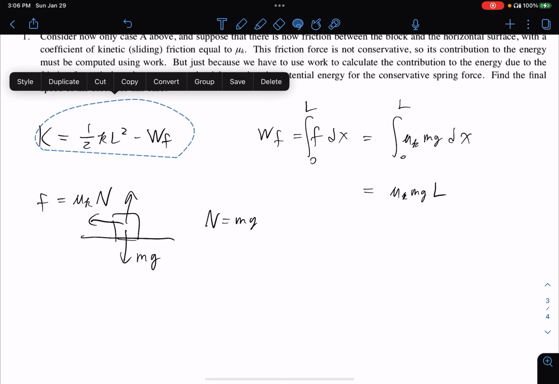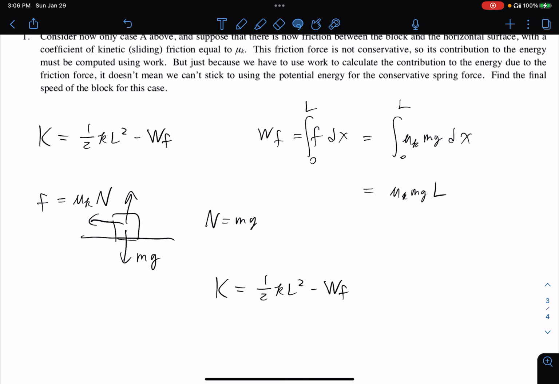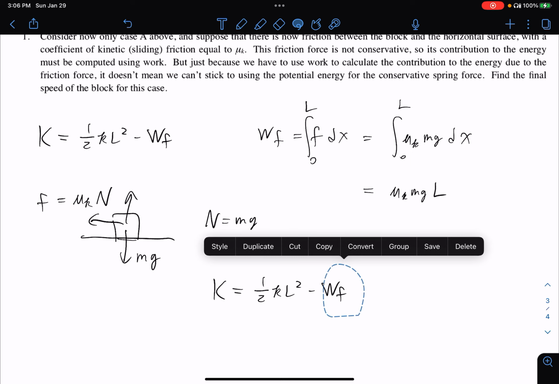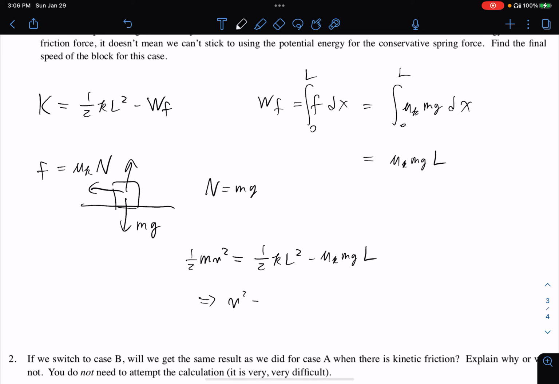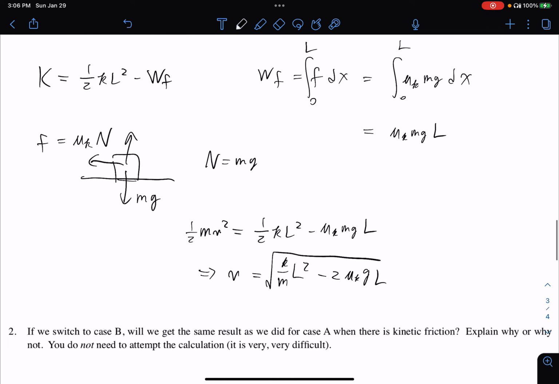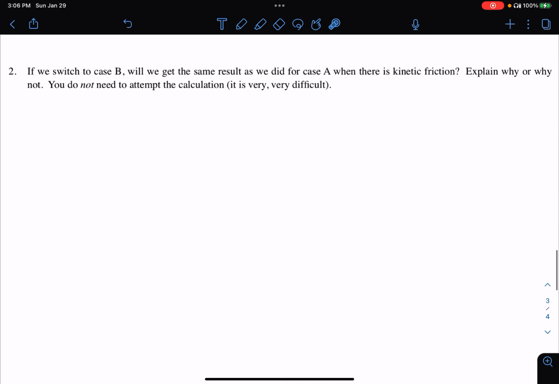So we can calculate the amount of kinetic energy left. The work done by friction is going to be this value, and the kinetic energy is 1/2 mv squared. Moving everything to the other side, we have k over m times L squared minus 2 mu k g L, and then take the square root, and we get our final speed for the block with friction. You can see it will be smaller, and the bigger the coefficient of friction is, the smaller this speed will get. Now let's look at scenario B.